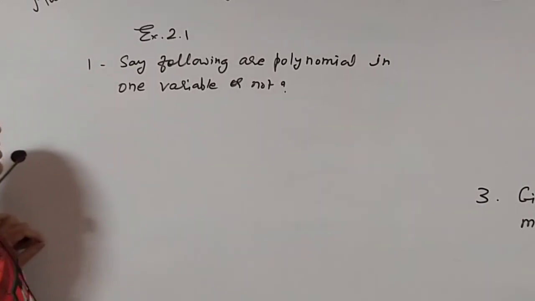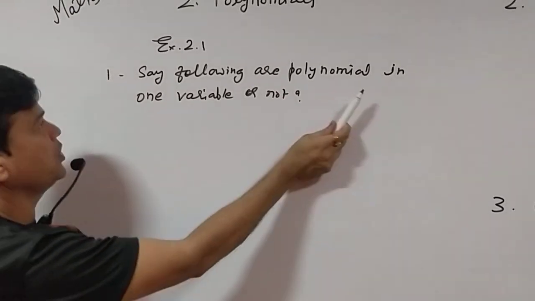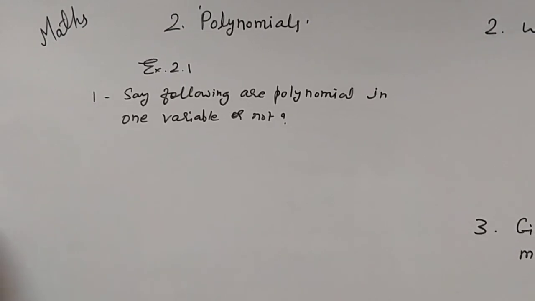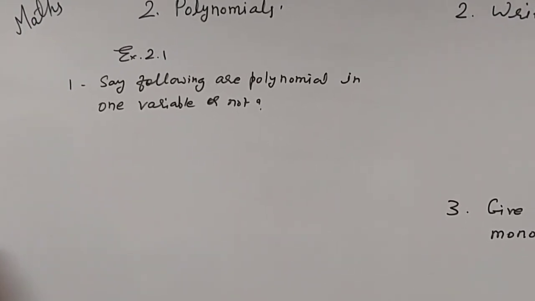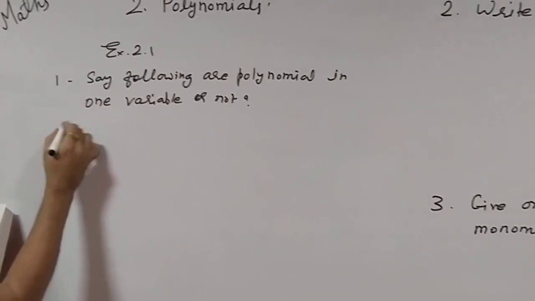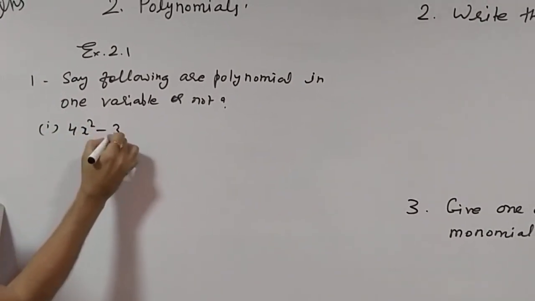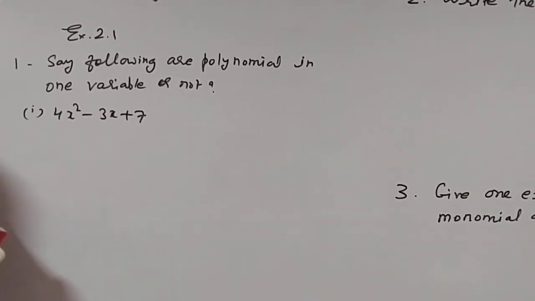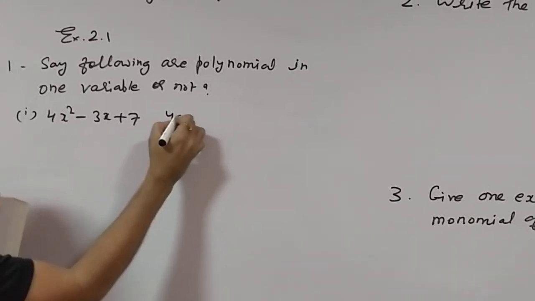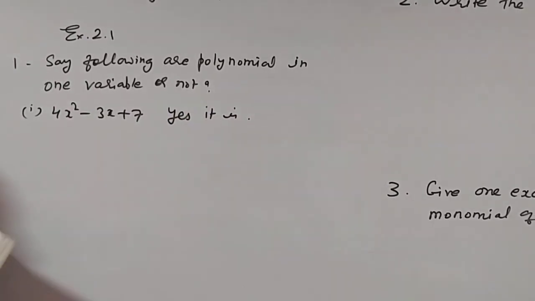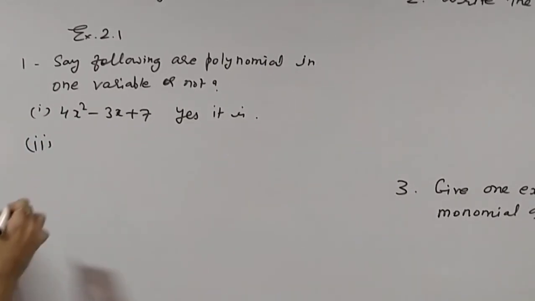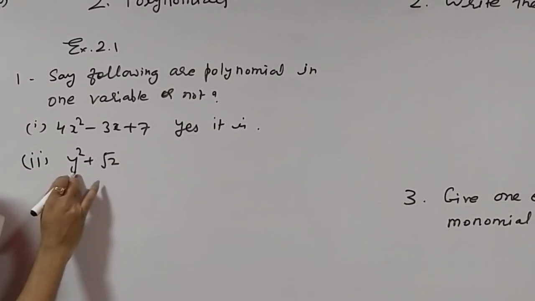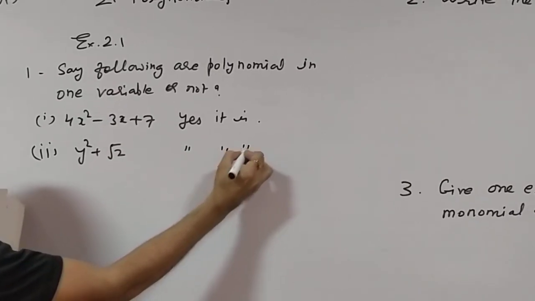Now exercise 2.1. Say whether the following are polynomials in one variable or not. So here examples are given in the textbook. First is 4x square minus 3x plus 7. So is it a polynomial in one variable? Here only x square and x are there, so it is yes, it is a polynomial in one variable. Second, y square plus root 2. Then again, here only y is there, so it is a polynomial in one variable.